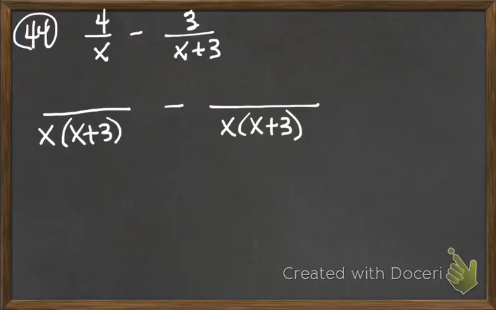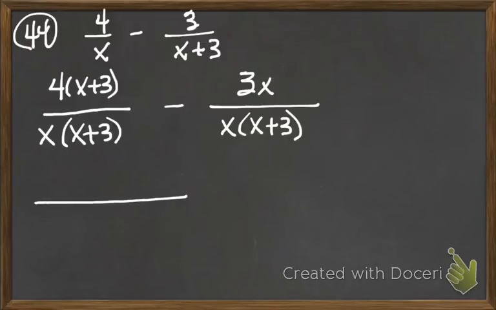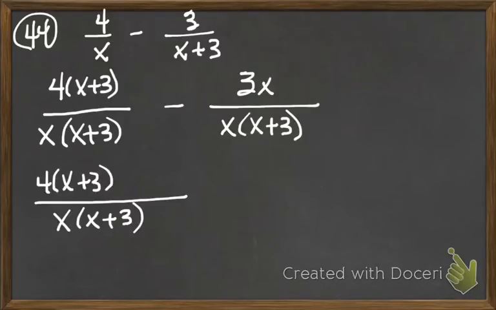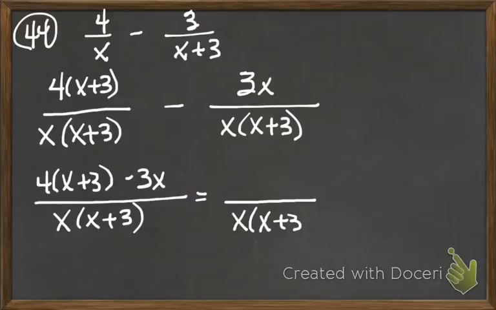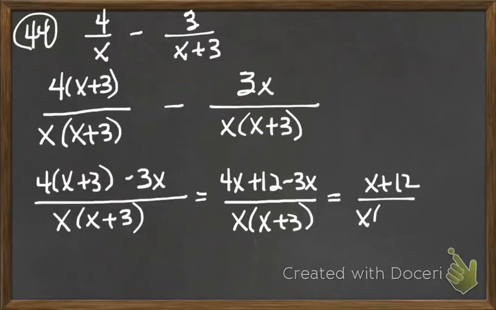Alright, let's write our equivalent fractions. What do we have to multiply the 4 by? X plus 3. And what do we have to multiply the 3 by? X. Any questions about that? Once you have your equivalent fractions with your common denominator, you can make one big fraction. And you'll have 4 parentheses x plus 3 minus 3x in the top. And then your job will just be to simplify the numerator. And your numerator is going to simplify to be x plus 12, and your denominator is x times x plus 3.